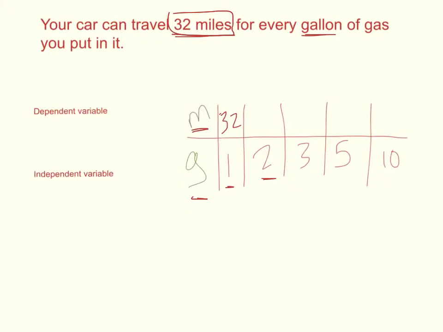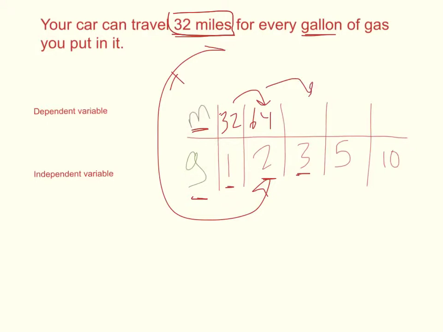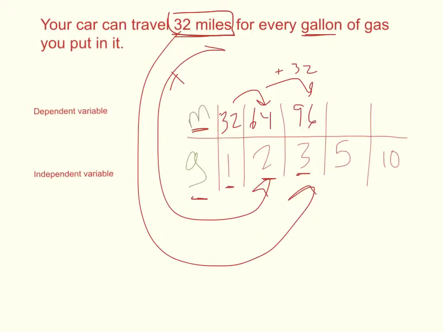So I can do 32 times 2 and get 64, or I can just tack on another 32 to that previous 32. Now I'm putting in an extra gallon, and I'm putting in 3 gallons into my car. So that means I can go an extra 32 miles, or I can take 32 multiplied by 3. And that's going to get me up to 96. Now I jump up. I can't just simply add 32 anymore, because now I'm not going from 3 to 4, I'm going from 3 to 5.